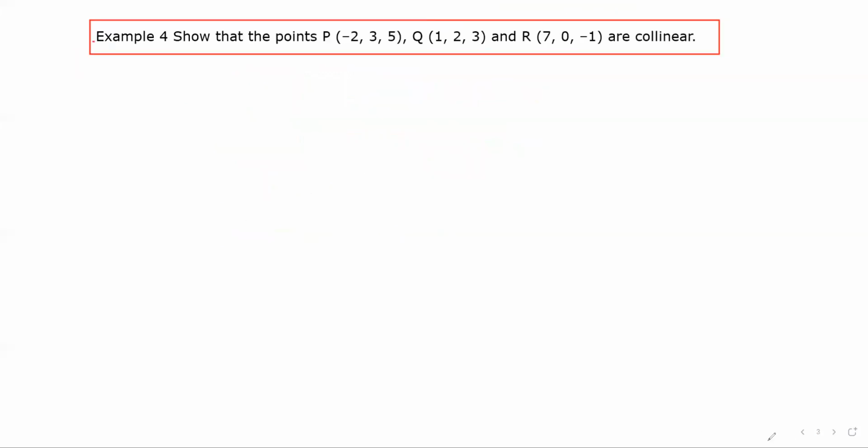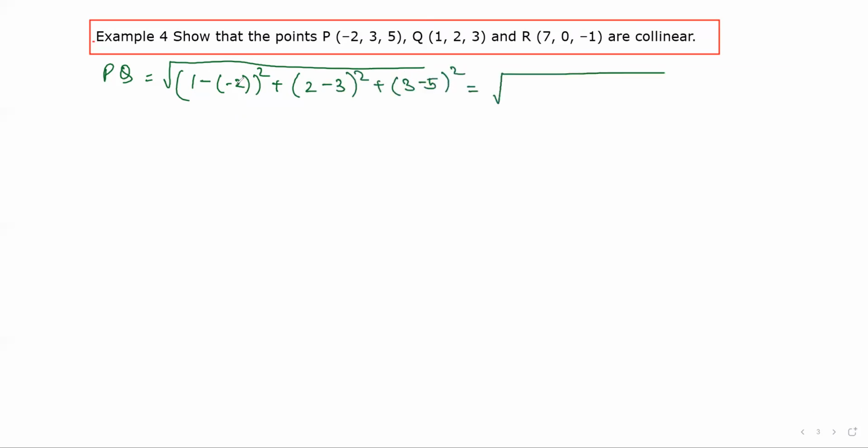Next, show that points P, Q, and R are collinear. Now, collinearity can be shown either through the section formula or through calculating distances. So we'll calculate distances. We'll calculate the values of PQ, QR, and PR. Again, by using the distance formula, PQ is root of (1 minus -2) whole square plus (2 minus 3) whole square plus (3 minus 5) whole square. This is root of 9 plus 1 plus 4, which is root 14.